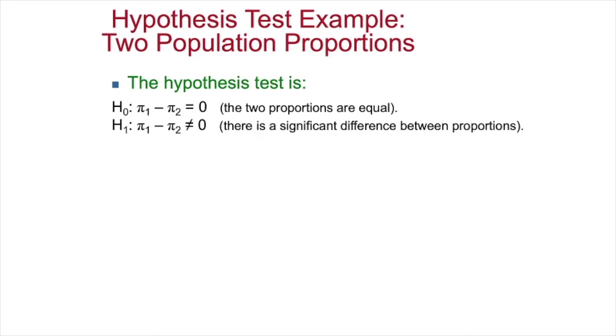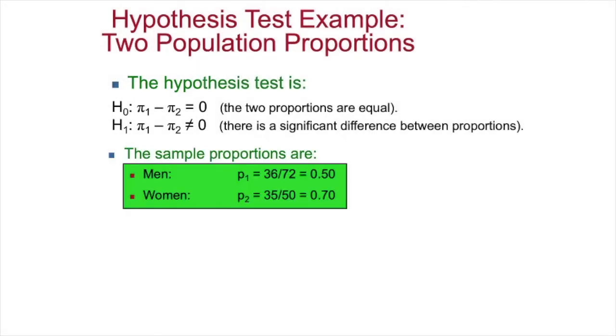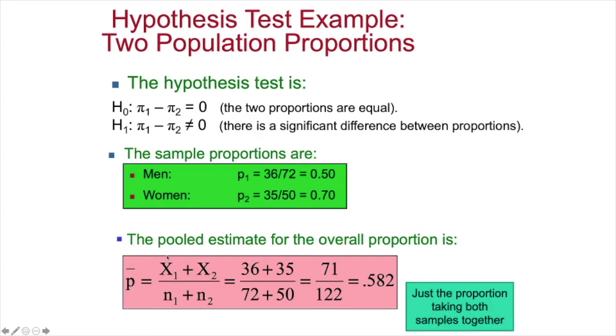So the hypothesis for the test is that the proportions are equal. That's our H0: pi1 minus pi2 is equal to 0. And the H1 is, of course, pi1 minus pi2 different from 0. The sample proportions are 36 out of 72 for men and 35 out of 50 for the women. And the pooled estimate, the p-bar, is simply the proportion, taking both samples together, x1 plus x2 divided by n1 plus n2.